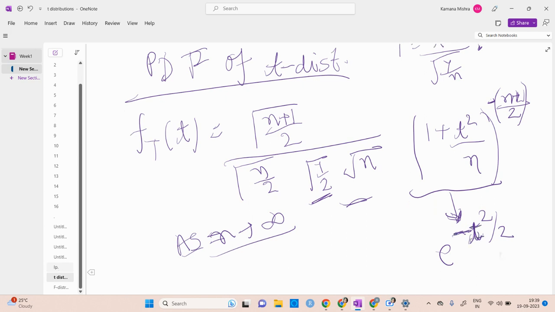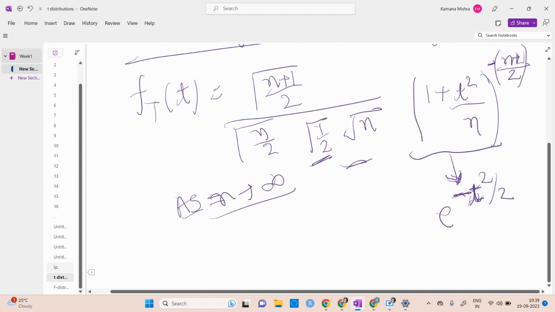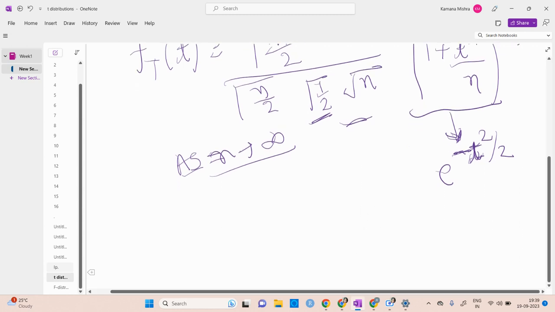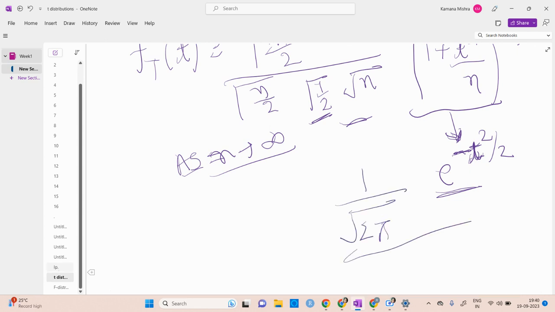Then you need to go through some limits. Otherwise, if you have 1 plus x upon n to the power n, then it will go to e to the power x. So this is how it works. So this is e to the power minus t square divided by n multiplied by n upon 2 plus 1. So it will be e to the power minus t square upon 2, and this will be 1 upon root 2 pi.